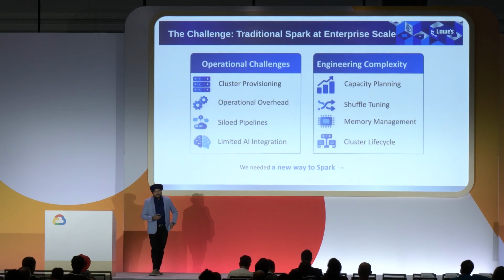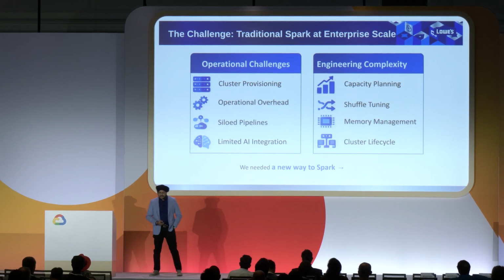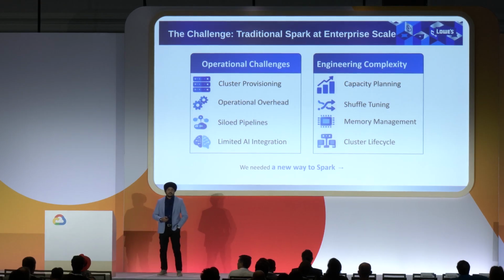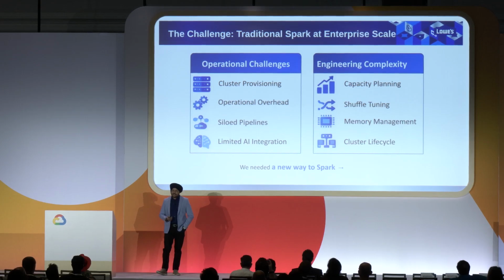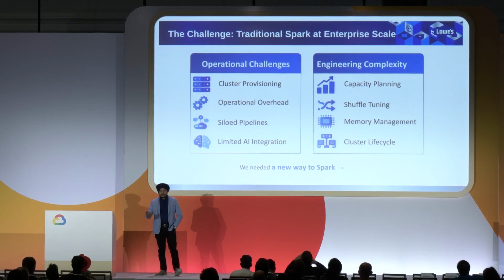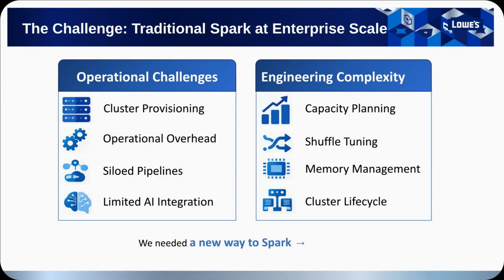Some of these are the challenges I think Abhishek and Susheel have talked about. Some of these challenges include operational overhead. One of them is cluster provisioning, because going from on-prem to managed clusters in GCP was the biggest challenge. How will you provision, how much time will it take, and what are the configurations you have to manage? So using serverless Spark, we overcame those challenges. And the other part was capacity planning, tuning our jobs, and then lifecycle management.